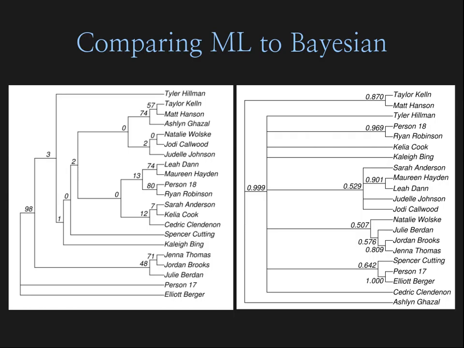Here's an interesting one. Taylor Kelly, Matt Hansen, and Ashlyn Gazal come out together in here really nicely, strongly clated, 74%. So that's a good branch.